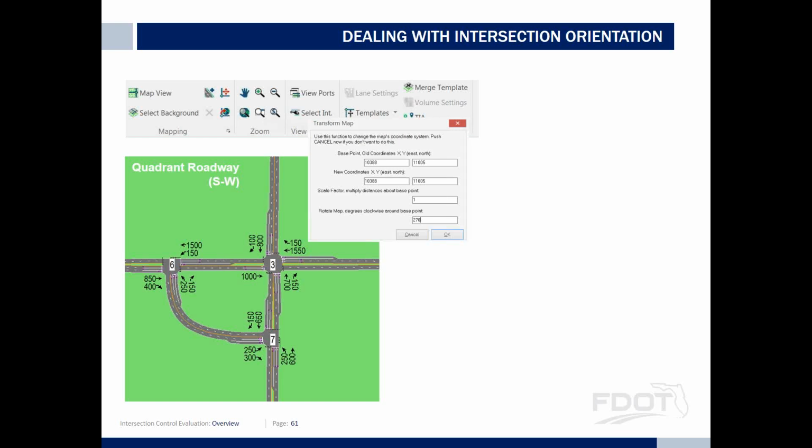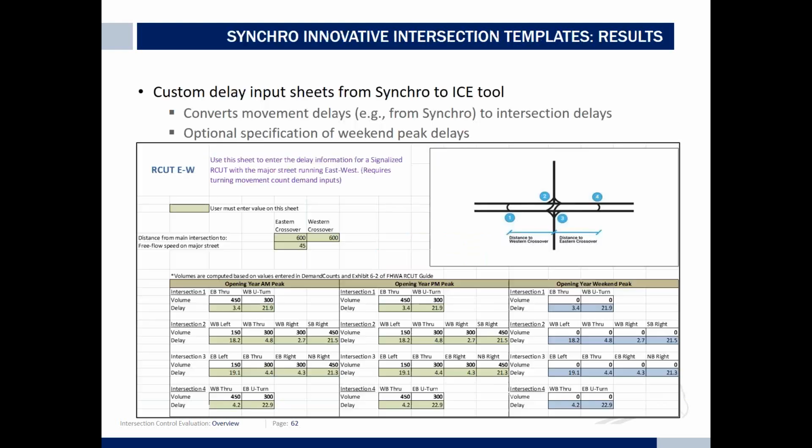You can actually, this slide shows a quadrant southwest, but if you do have a quadrant that is northeast, you can just switch it by using this dialog box right here. And then this is the spreadsheet that we created for the practitioner, so you can aggregate or accumulate the delay for that intersection.